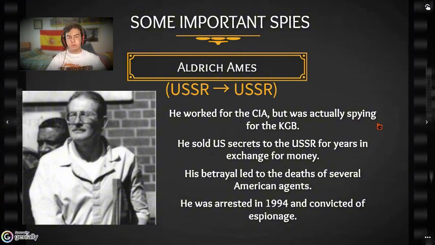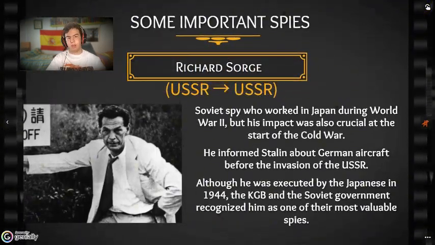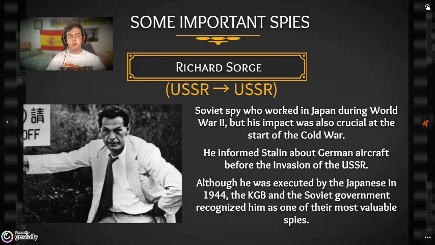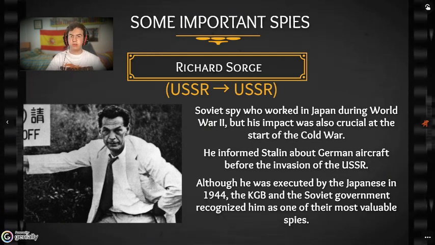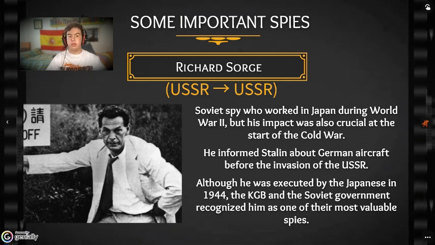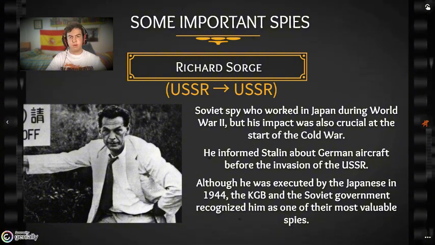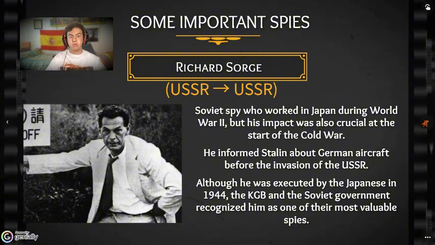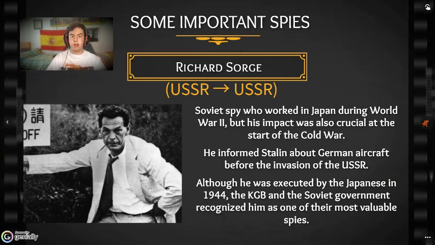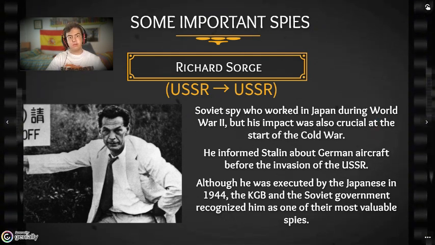And the last one is Richard Sorge. He worked in Japan during World War II, but his work was also crucial to the start of the Cold War. He informed Stalin about Germany's attack after the invasion, and he was executed by the Japanese in 1944. The KGB and the Soviet government recognized him as one of the most valuable spies.